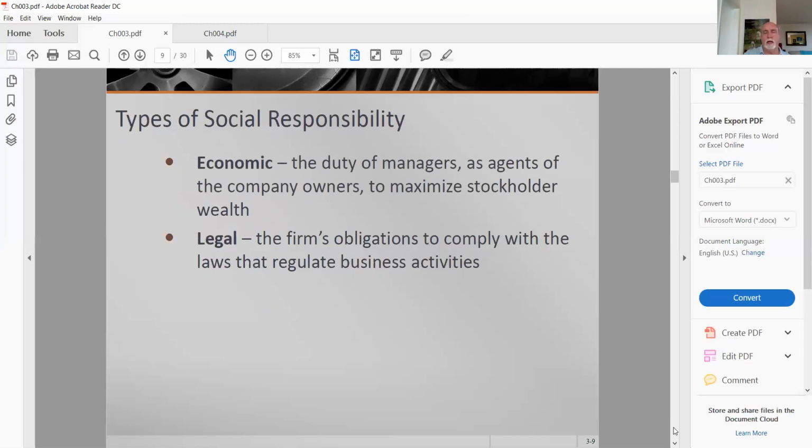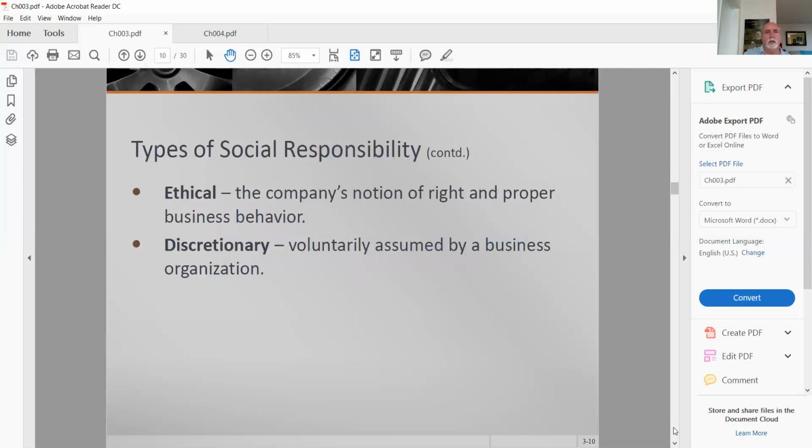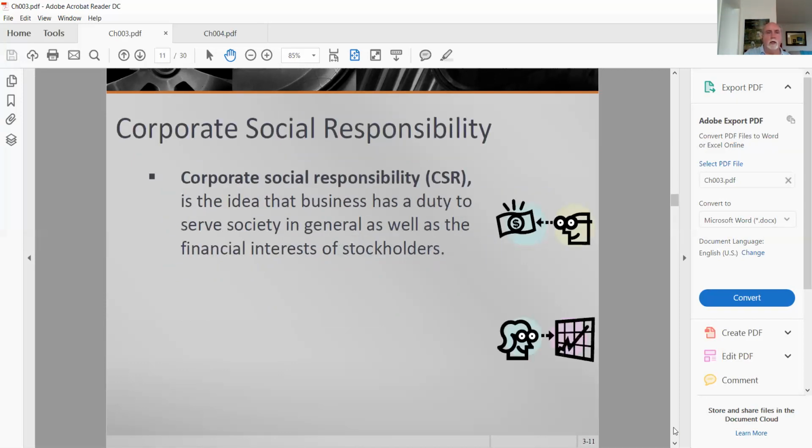From a business side, absolutely. From the CIS side, you are an enabler of the corporation, so you do have a direct impact on it. Legal, yes, you have legal obligations. You have ethical obligations, what's right and proper, and discretionary ones, voluntary, assumed by an organization. Then the big thing is this thing called corporate social responsibility. So what is it? Any business, any element within a business has a duty to serve society in general, to do the best for society.